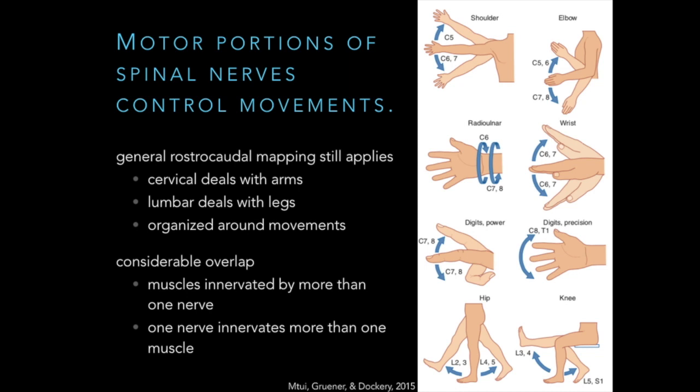Multiple nerves can hit a muscle. One nerve can hit more than one muscle, at least when we're talking about roots. So it's not as clean of a division as the dermatomes. One nerve root can act on multiple joints, but there's this general division where cervical regions serve higher and the lumbar regions serve lower. So that makes good sense.